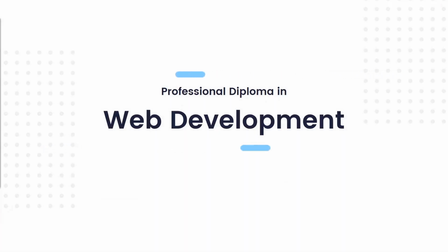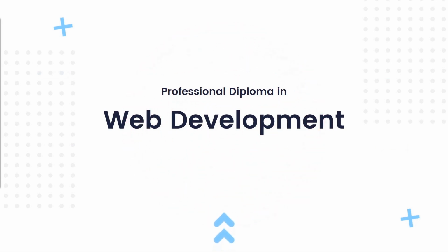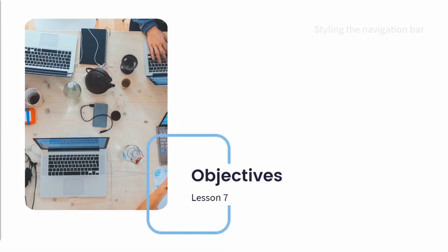Now, in our previous session, we had a somewhat introduction to CSS. In today's lesson 7, we are going to be focusing on more advanced concepts in CSS. Now, let's have a look at what's coming up in today's lesson. So in today's lesson, the first thing we'll have a look at is styling the navigation bar. And for the most part, this is going to be a theoretical approach.